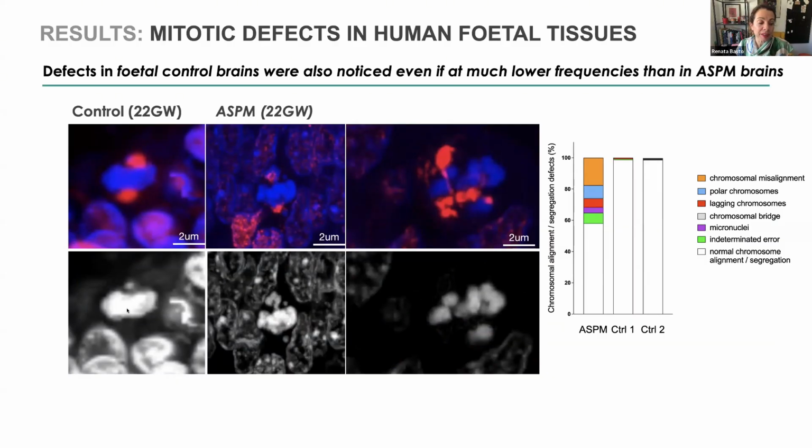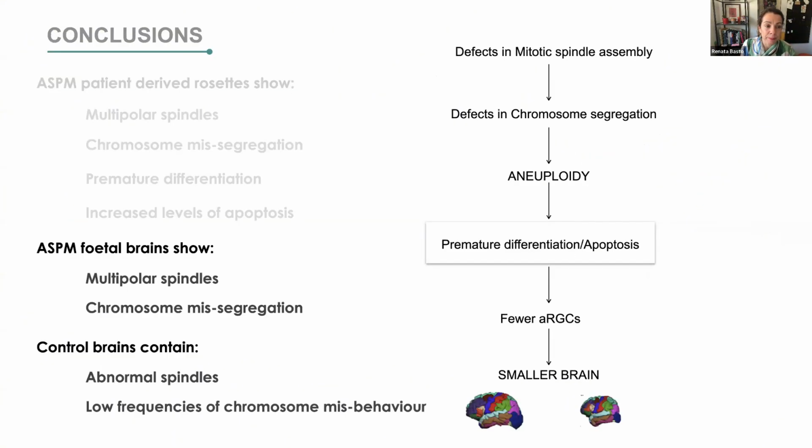We can see what looks like a perfect metaphase plate that indeed has a polar chromosome associated with this NUMA positive pole. Even if these missegregation events, or these misbehavior events, in the control brain remain very sporadic, as you can see over here, and infrequent, this is telling us that these can actually be captured when we're looking at the human developing brain.